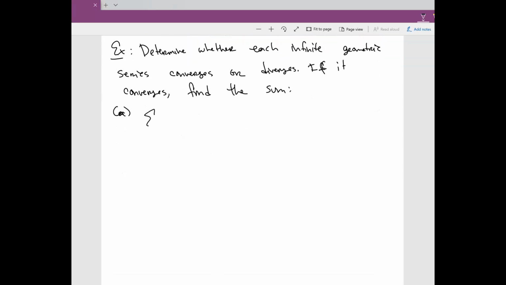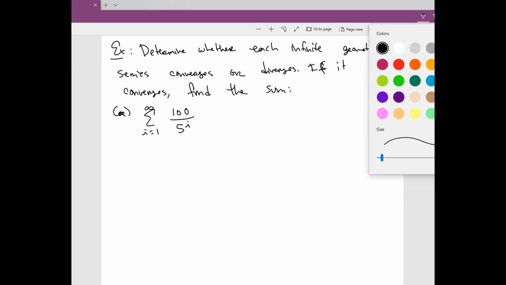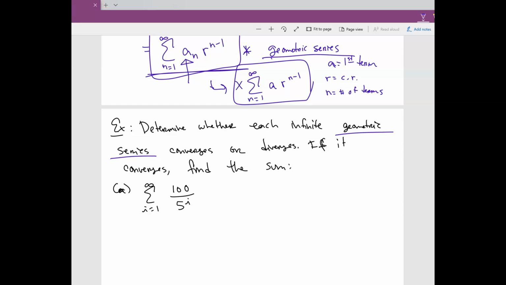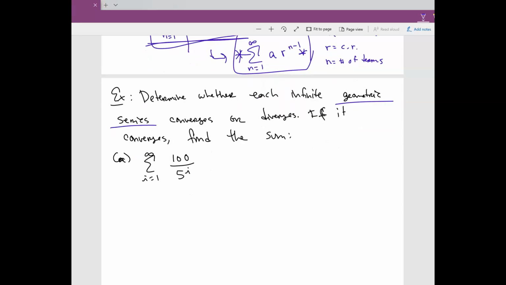So with part A, we have the sum from i goes from 1 to infinity of 100 over 5 to the i. If we look at this, it told us that this is a geometric series, but let's try to make it look like the general form. The only thing that has a power is the i. One thing I can do is move the 100 over, so I just have 1 over 5 to the i.